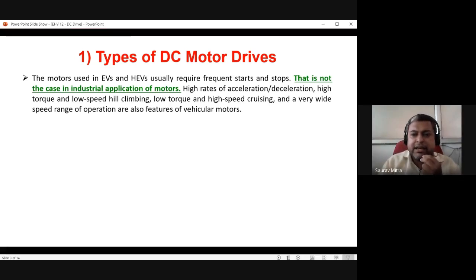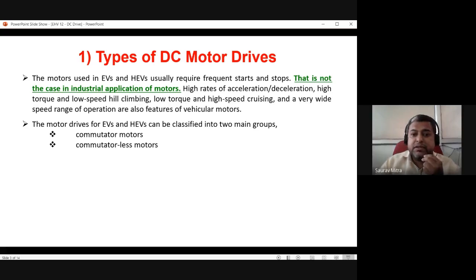which is not the case in industrial application of motors. In industrial application, once the motor starts, it keeps on doing its work for a longer amount of time. This is the difference between an industrial motor and a vehicular motor. A vehicular motor needs to be started and stopped at regular intervals. High rate of acceleration and deceleration, high torque at low speed for hill climbing, low torque at high speed, that is called cruising, and a very wide speed range of operation are also features of a vehicular motor. This is the paragraph you have to remember very well: the difference and requirement of a vehicular motor.